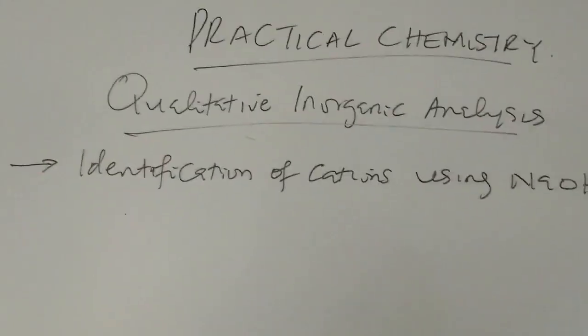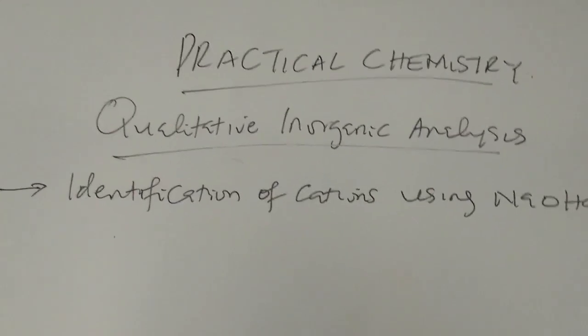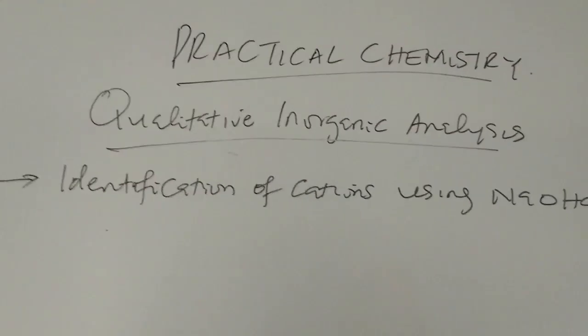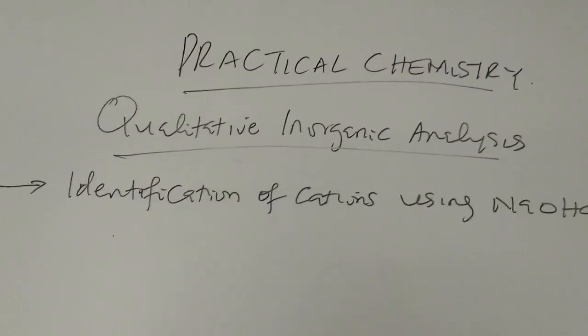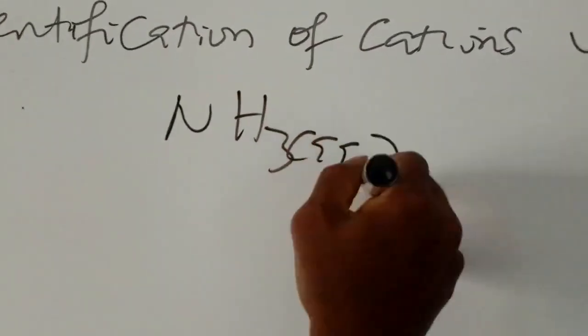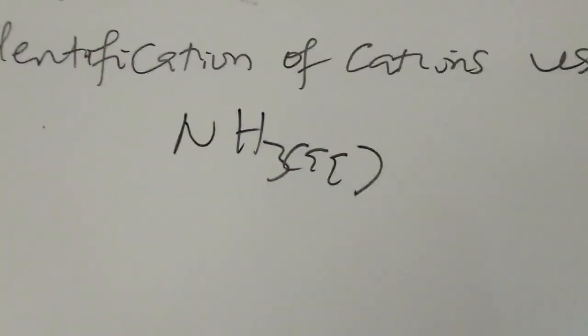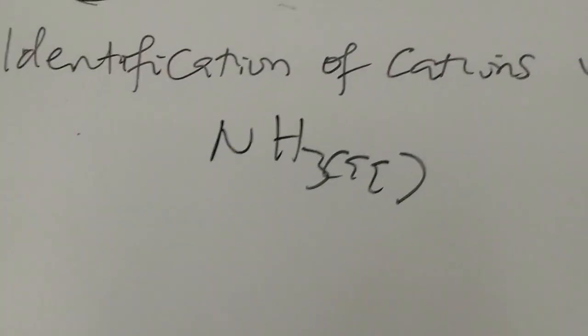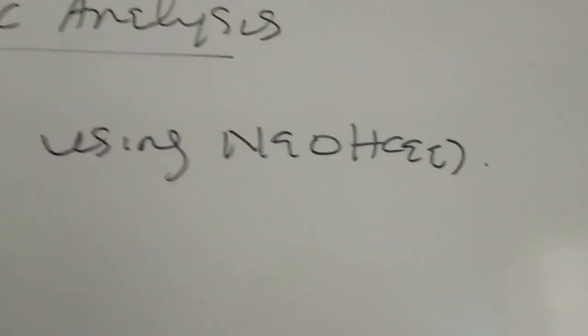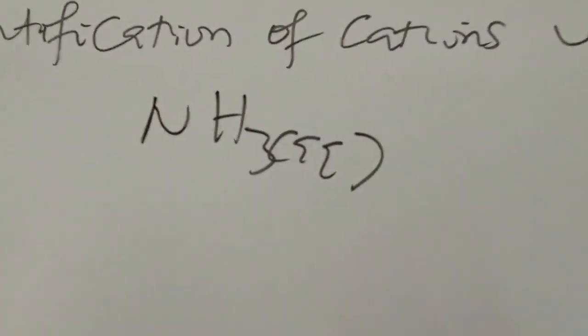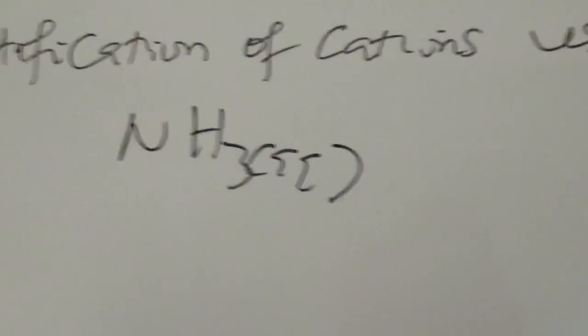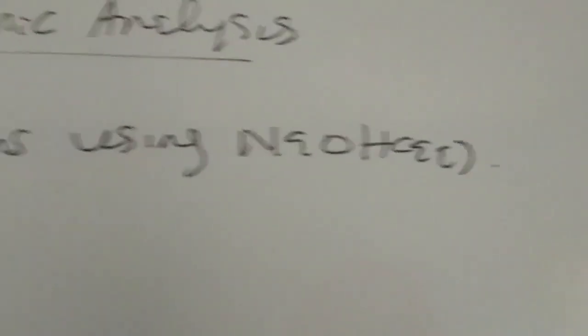Now, there are many reagents or chemicals we can use to identify cations in chemistry, of which we have sodium hydroxide, one of the reagents. We can still use another reagent called aqueous ammonia to identify cations. So there are many reagents we can use to identify cations. The two common ones are sodium hydroxide, NaOH, and aqueous ammonia. But our focus today is on the chemical identification of cations using sodium hydroxide.